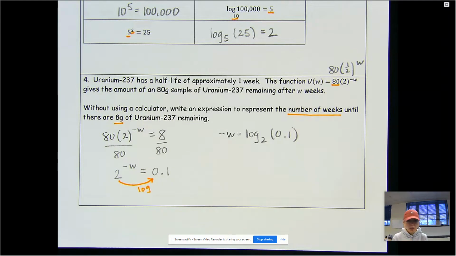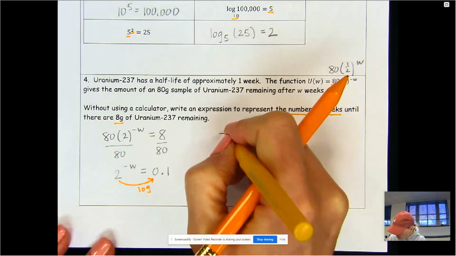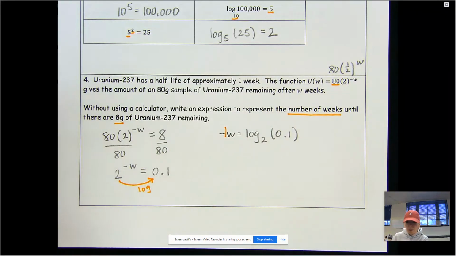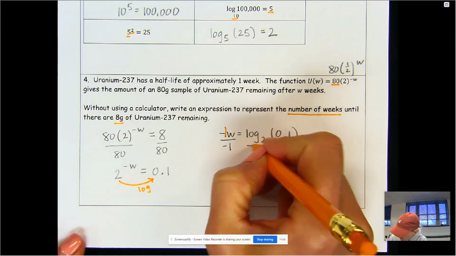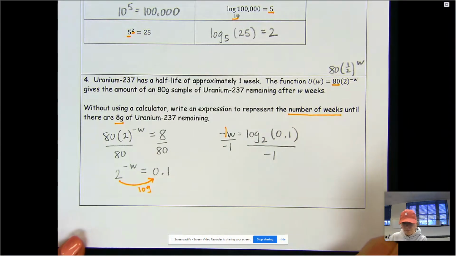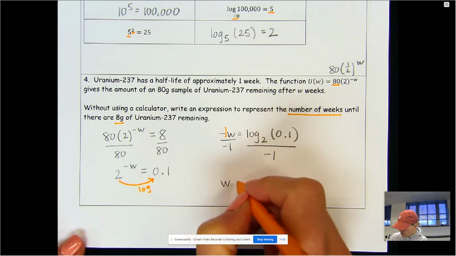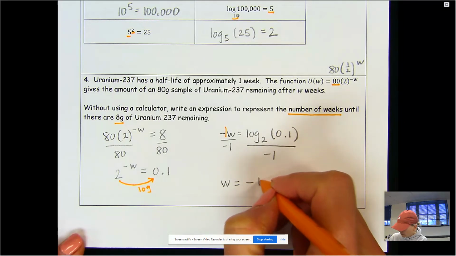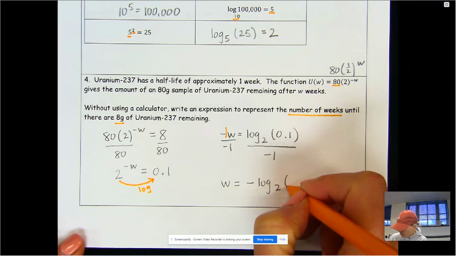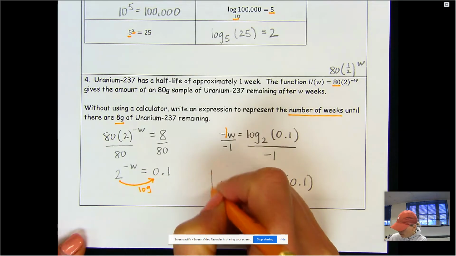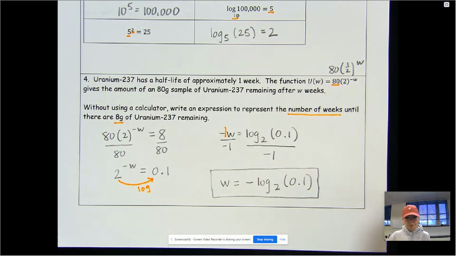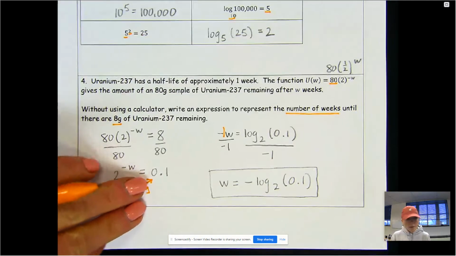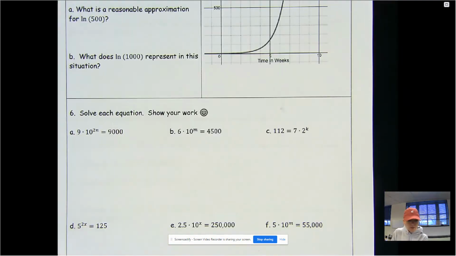So negative W, same idea as negative 1 times W, or negative 1W. And so to get the W all by itself, we're going to just divide by that negative 1. All right, so final answer, W equals negative log base 2 of 0.1. All right, ready for the next page.